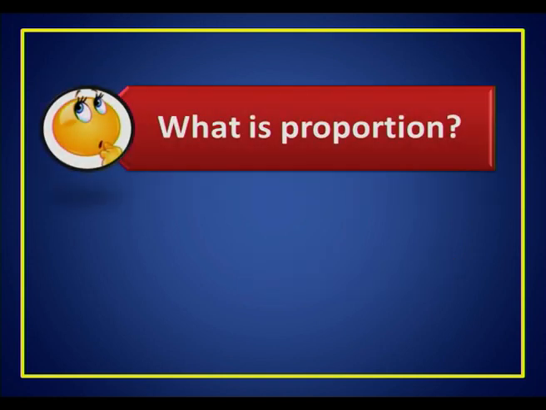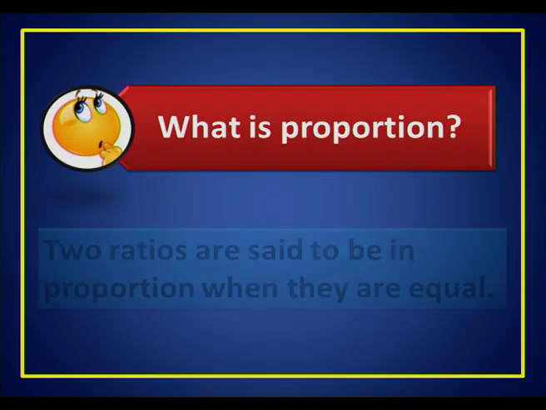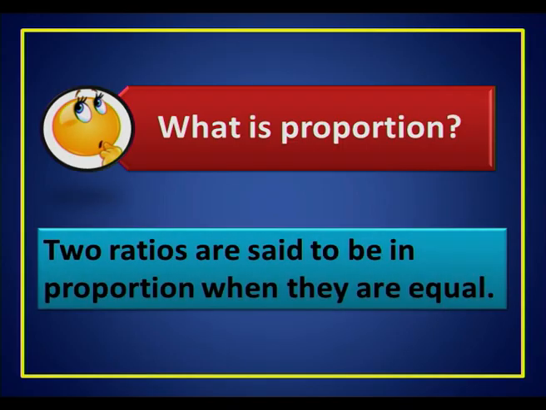Children, can you tell me what a proportion is? That is right. Two ratios are said to be in proportion when they are equal. That is, if two ratios are equal, we say they are in proportion.